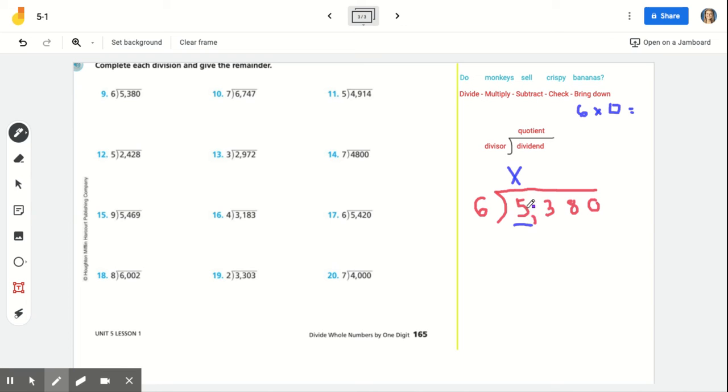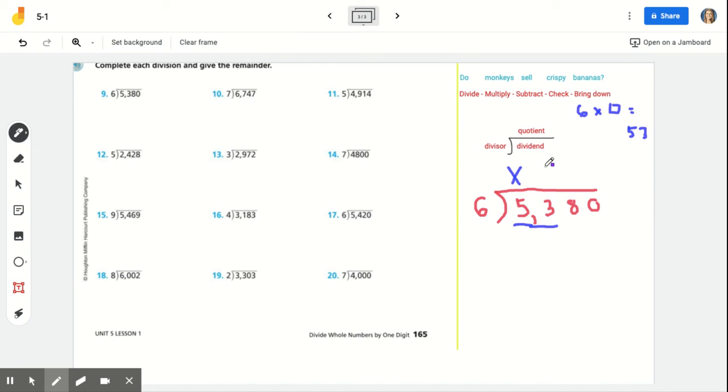That line that we started for 5, you're going to continue that line to the next digit. And now we have the number 53 underlined. Does yours look like mine? And we're asking ourselves, how many times can 6 go into 53 without going over? Okay, so I'm visualizing this in my head. 6 times what gets us close to 53 without going over? What do you think?